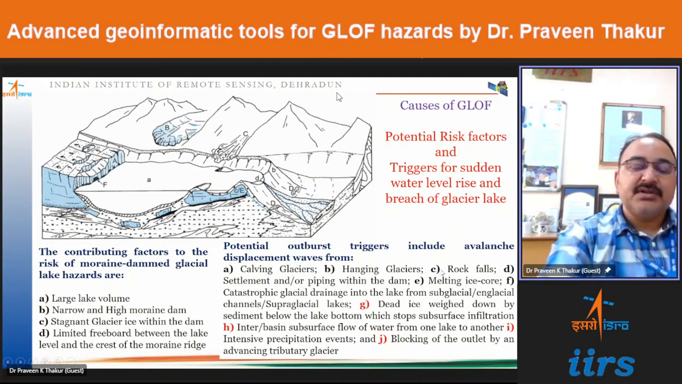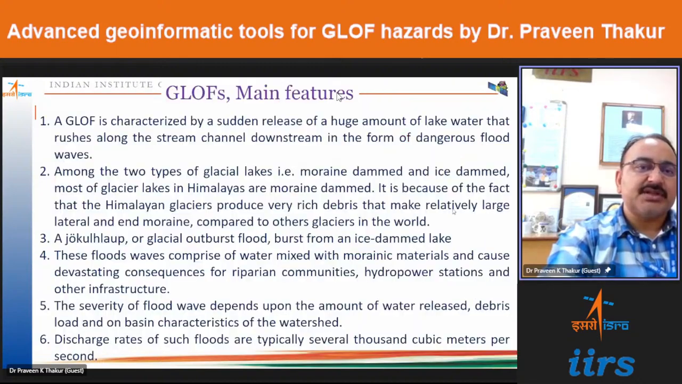So these are some of the criteria which will classify this lake to be vulnerable to GLOF, and also the trigger points. So these are some of the main characteristics: heavy water is released, and it is laden with sediment, ice, and other material. And the severity of the flood wave will depend upon how much water is being released and what the size of the breach is. Discharge generally will vary from 900 and can go as high as 10,000 cubic meters per second.